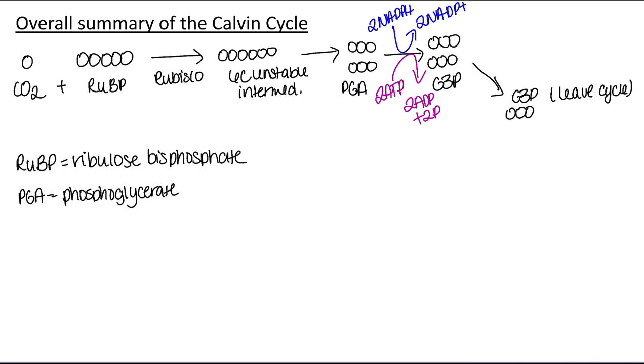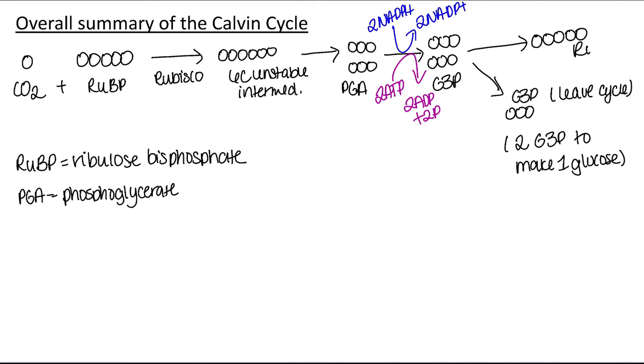So this G3P, some of it can go ahead and leave the cycle. And when that G3P leaves the cycle, we can take 2 G3P to make 1 glucose, because remember, glucose is a 6-carbon molecule. We also take some of that G3P and we have to remake our RuBP. Because if you recall, in the citric acid cycle, oxaloacetate was always remade, and it always went around and around in a circle. RuBP does the exact same thing. However, when we make our RuBP, we also have to use a molecule of ATP to remake that.